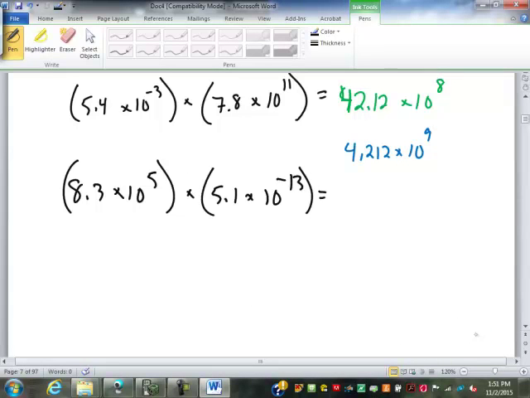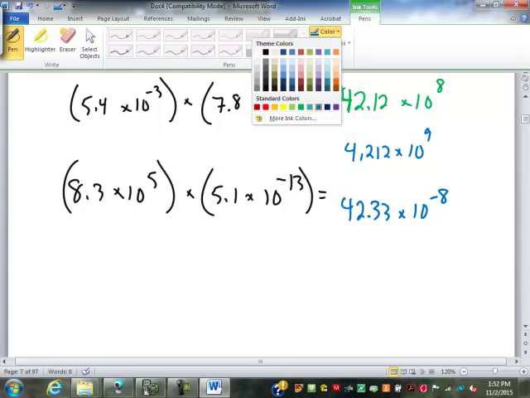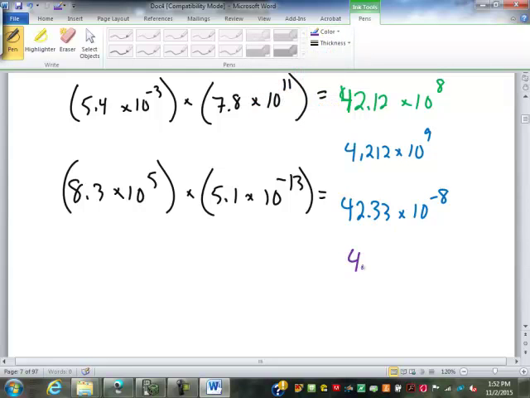So we start out 8.3 times 5.1, which is 42.33 times 10 to the 5th times 10 to the negative 13th is 10 to the negative 8. Then what? 4.233 times 10 to the negative 7. This got smaller, so the power has to get bigger. Negative 8 plus 1 is negative 7.